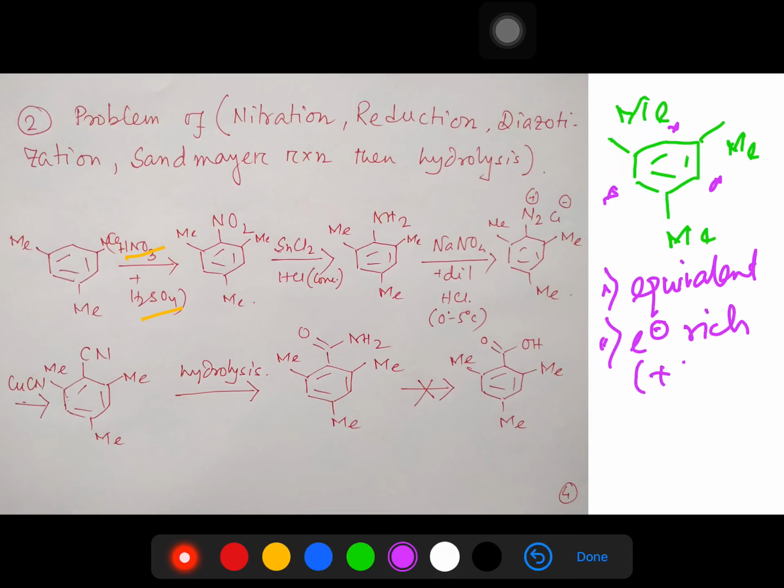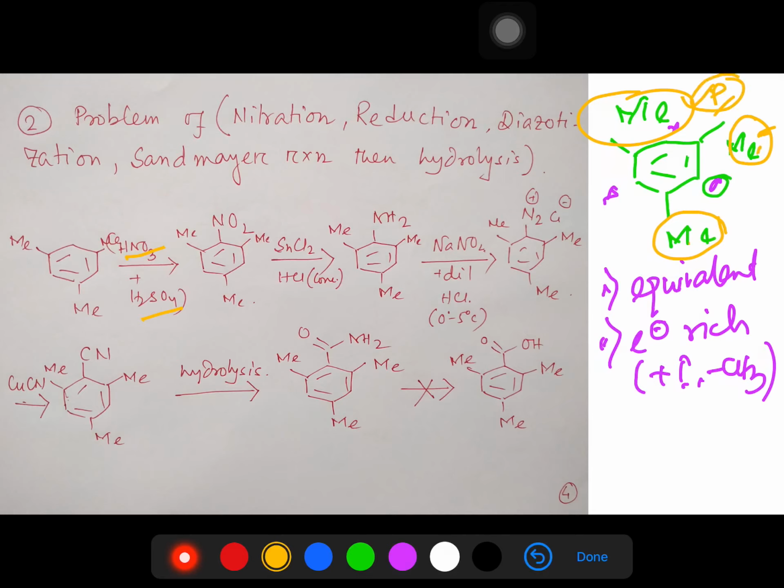Because of the plus I effect of the methyl group. Every position is ortho or para with respect to another group. So a particular position, for example this one, is activated by these three groups: ortho with respect to this, ortho with respect to this, and para with respect to this. So that is the interesting point.